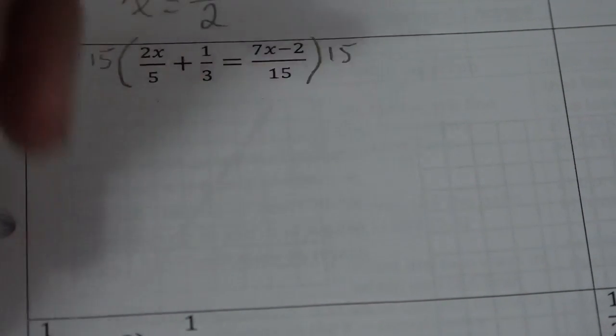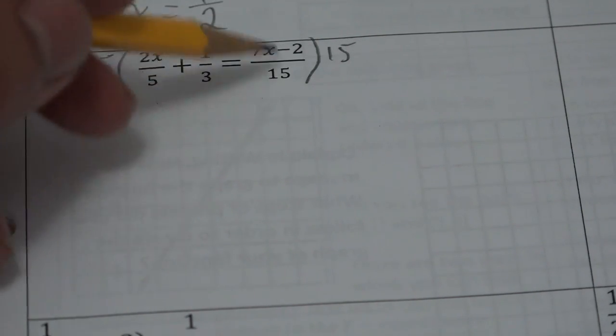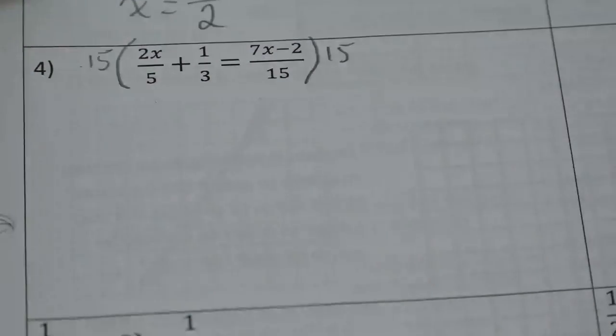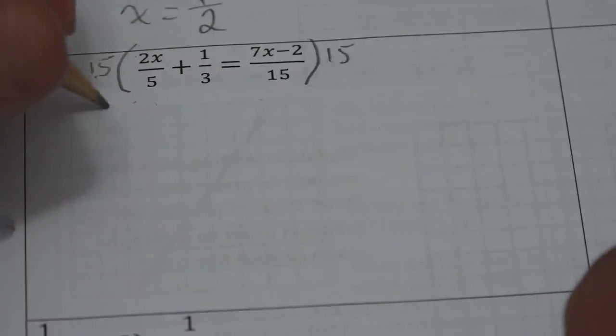And now I gotta use the distributive property again to get rid of all the fractions. So remember what I said, I'd rather divide and then multiply than multiply and then divide, because it's easier for me. So 15 divided by 5 is 3 times 2x.